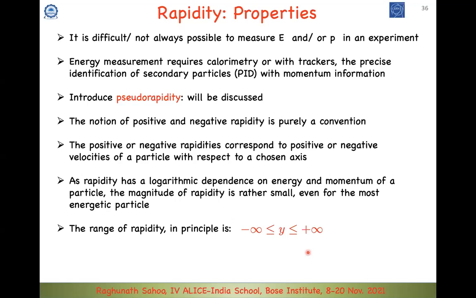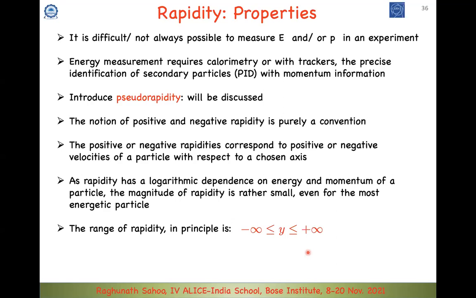It is difficult, and not always possible, to measure energy and momentum in experiments. You have already noticed from our earlier discussions by Sanjeev also. Energy measurement requires calorimetry or trackers with PID, so that I can take the mass, and momentum is measured through the trackers. So that is a difficult game. That is the reason we introduced pseudo rapidity, and in the definition of pseudo rapidity you will find it only depends upon the hit angle. So that angle or the position is easier to know.